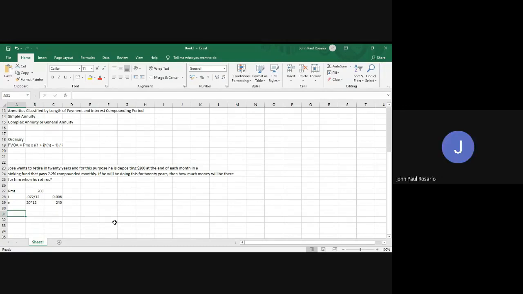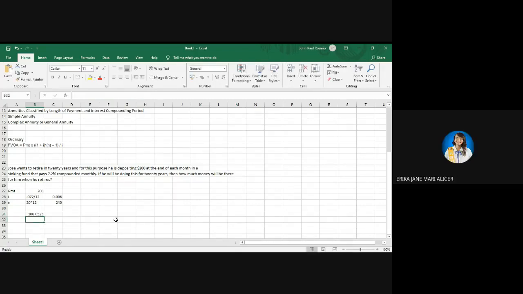Okay, sige. Now solving our problem, so our payment is $200, and then we multiply that by 1 plus 0.072 over 12, and then raised to the power of 240, and then minus 1 over 0.072 over 12. Nasundan ba pag substitute sa formula? Yes, sir.